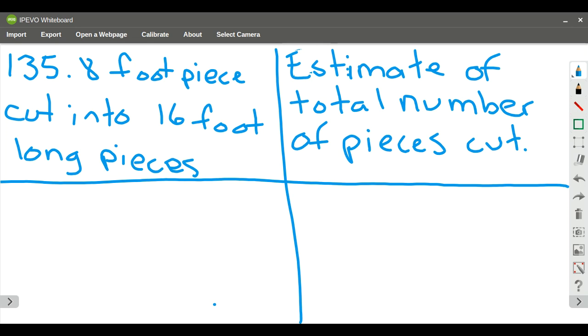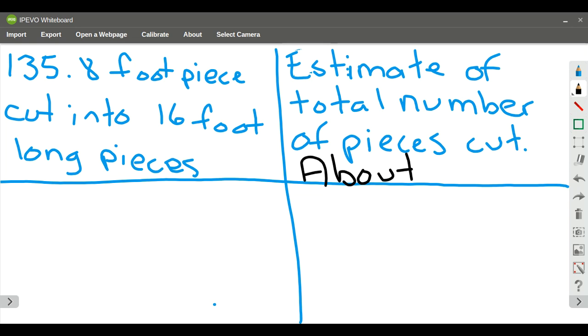Starting with what we know, there's a 135 and 8/10 foot piece, and I need to cut that into 16-foot long pieces. What we're looking to find is the estimate of the total number of pieces cut, and I know that because it says about. When we see that word about, that tells me I'm looking for an estimation, which means I'm not finding the exact answer. I'm finding an answer that's near it. We always look to do the best estimate, so we want to make sure that we're not overestimating too much or underestimating too little.